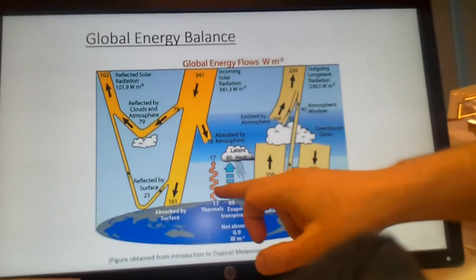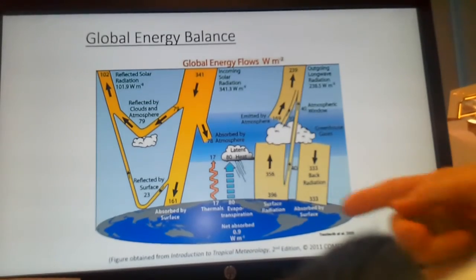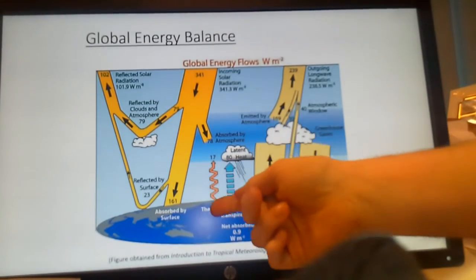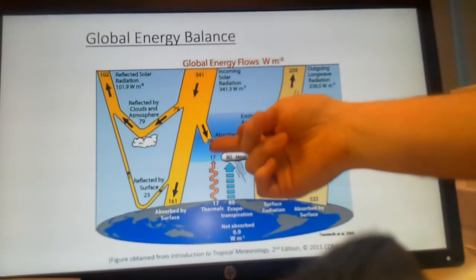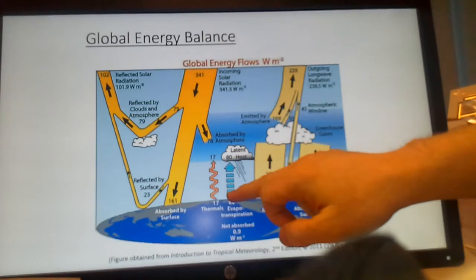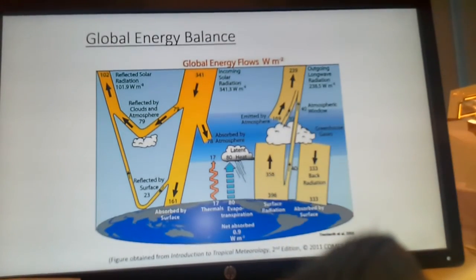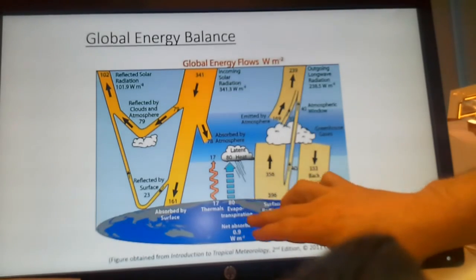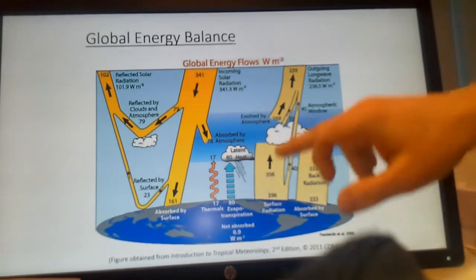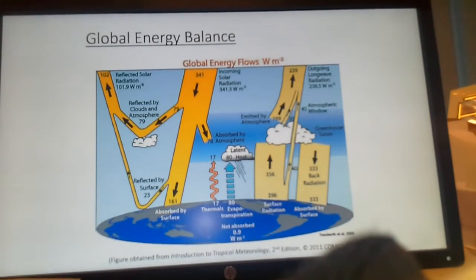Now we have two elements here. As you remember, energy is not only transported by radiation but also by advection, and we have thermals giving rise to upward transport of energy, and we also have a substantial amount of energy being transported by water vapor, through evaporation at the surface and release of latent heat in clouds.